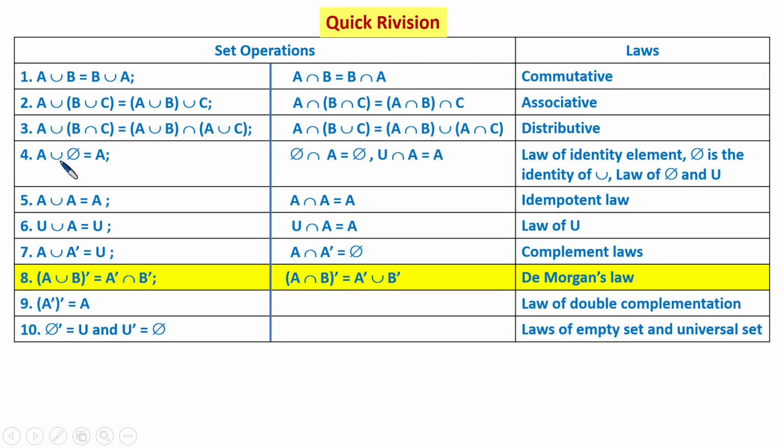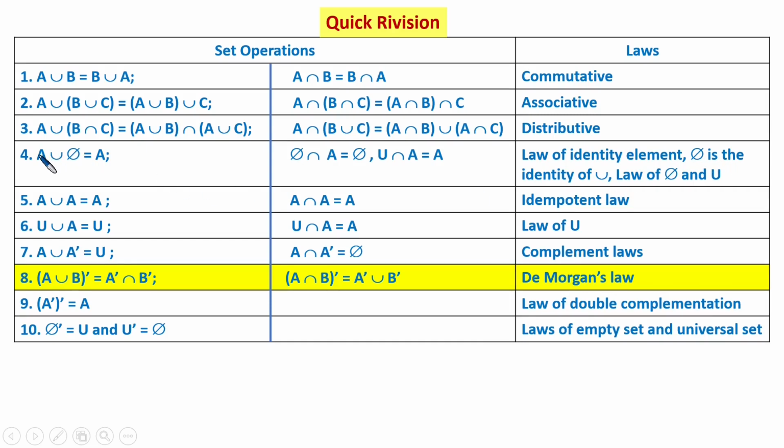Okay, and A union phi, this is a null set. So any set union with a null set is A, and null set intersection A will be the null set because there is no common element. This doesn't have any element. So intersection with this will be phi, and similarly U intersection A, this is the universal set, will give rise to A. So all this we have discussed. This is called the law of identity element. Phi is the identity of union.